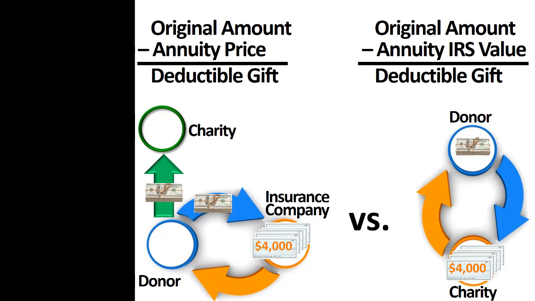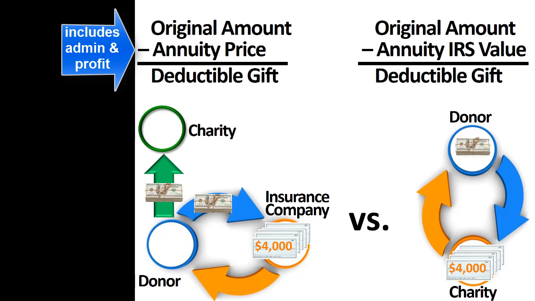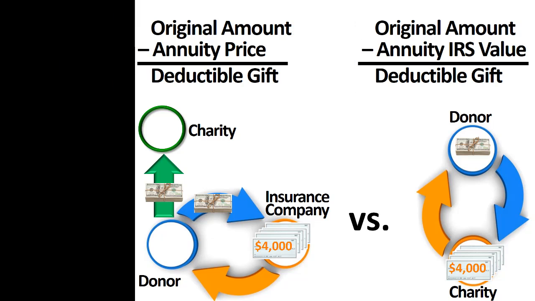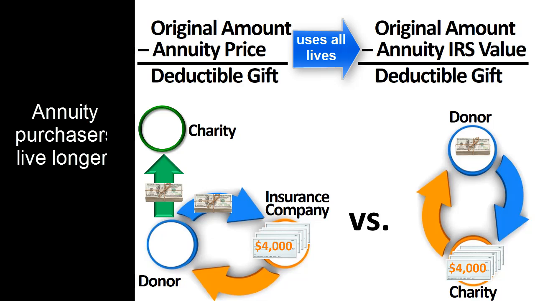This occurs for two reasons. First, the commercial annuity product must incorporate the salaries and profit of the insurance company into its pricing. This margin must be above and beyond the value of the expected payout based upon current interest rates. Additionally, the IRS valuation for an annuity from a charity will be lower because the IRS uses standard life expectancy tables. However, people who buy annuities, on average, live longer than others of the same age.